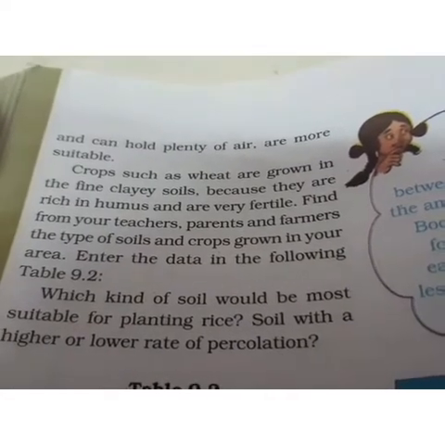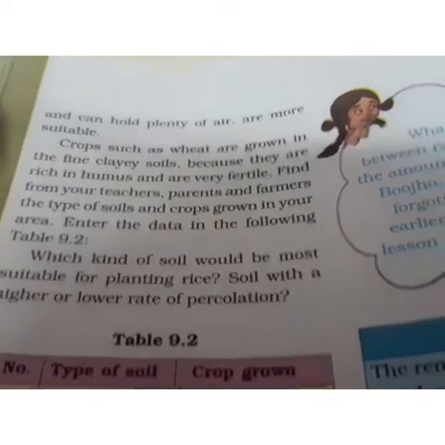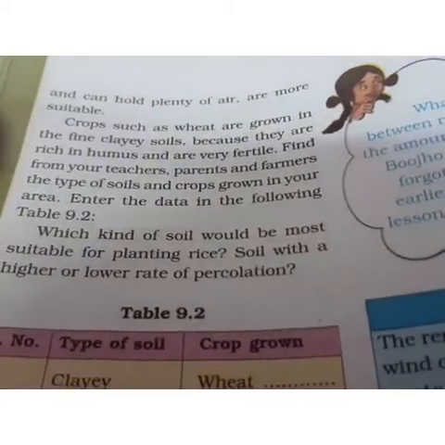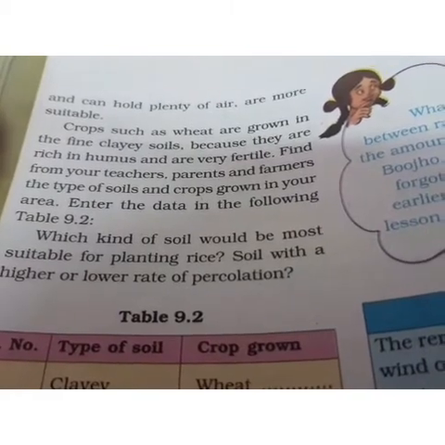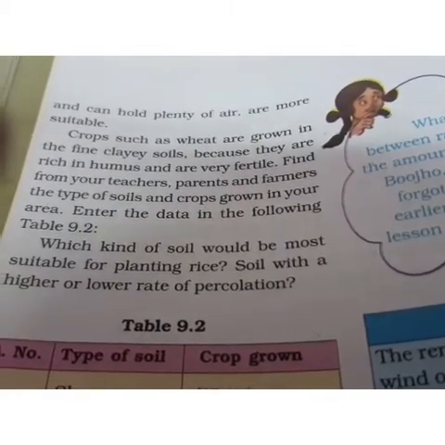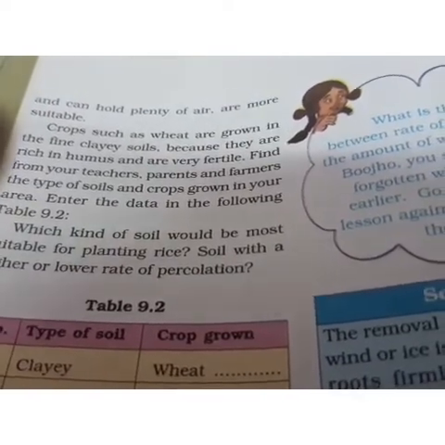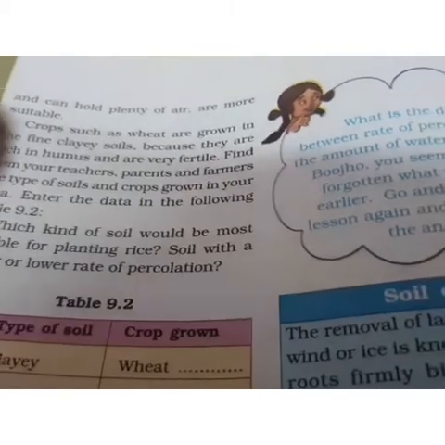Find out from your teacher, parents and farmers the type of soil and the crops grown in your area. Now, which kind of soil would be the most suitable for planting rice? Soil with a higher or lower rate of percolation? Yes, the soil with the lower rate of percolation will be good for growing paddy.